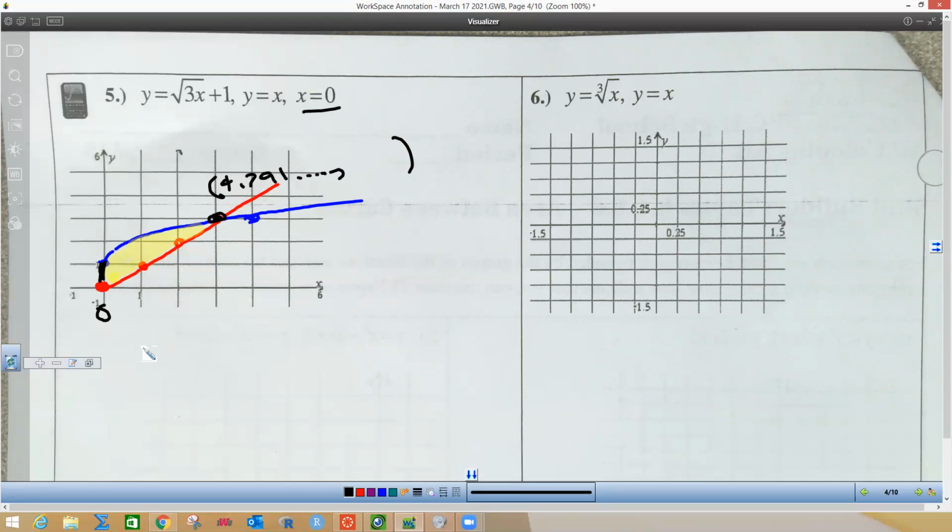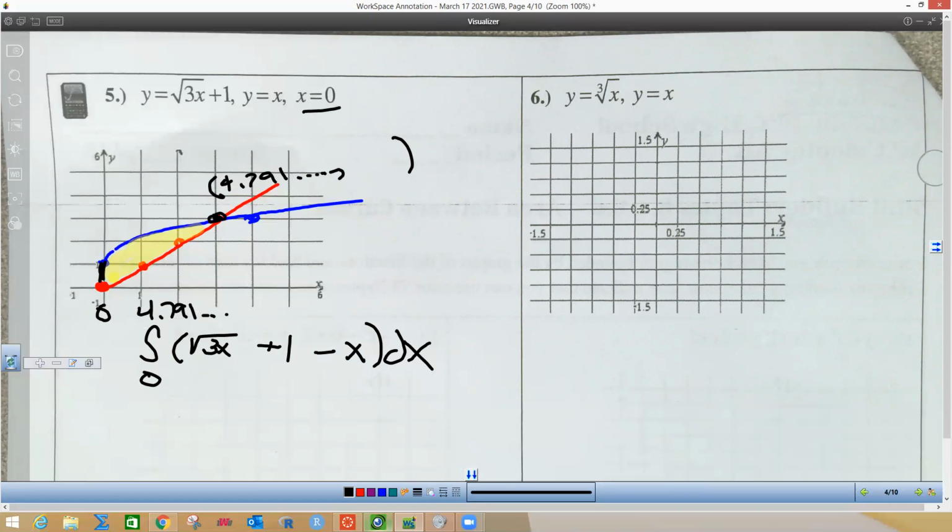So the area of the shaded area is going to be the top. So I'm going to do the integral from 0 to 4.791 and so on. Now don't round that because we're going to use that whole decimal of the top function, which is the square root of 3x plus 1. Now, if you want, you can put this in parentheses to the half. I'm going to leave it like that. Minus the bottom function, that red line, which is x dx.